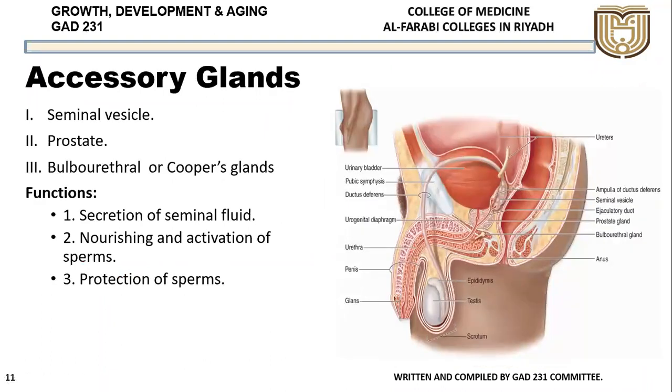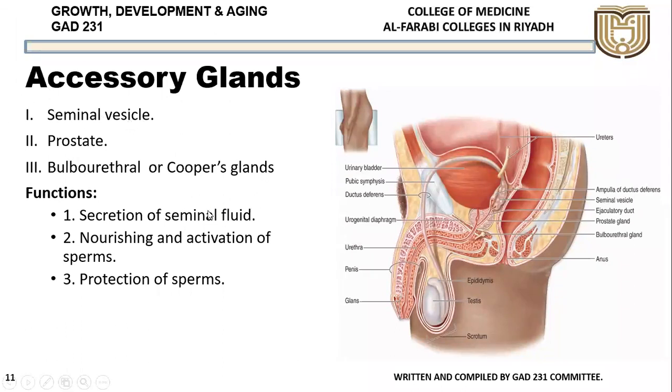Now coming to the accessory glands. So what are accessory glands? They are nothing but the additional glands which will help the main organ, that is the testis. So what are these accessory glands? One is the seminal vesicle, second is the prostate, and the third is the bulbourethral or Cowper's gland. So what is the function of these accessory glands? Why are they present? One is that they secrete the seminal fluid. Seminal fluid. So there is a fluid which is secreted, and a major quantity comes from the seminal vesicle.